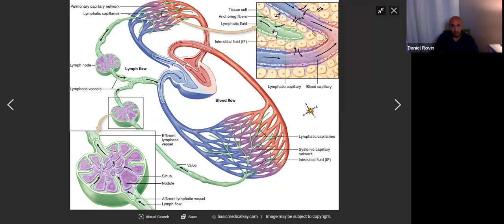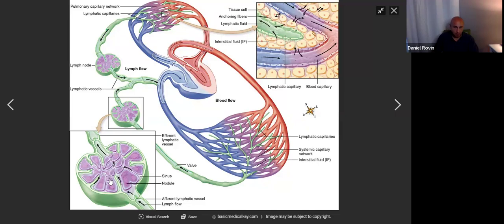Now, once that fluid's in the lymphatic capillary, it's no longer called interstitial fluid. It's called lymph. Why they don't call it lymph fluid, I don't know. It's just called lymph. But the lymph is a fluid that's now in a lymph vessel that's going to work its way out of the capillaries into larger lymph vessels, and eventually that lymph vessel is going to bring that lymph into the lymph node.